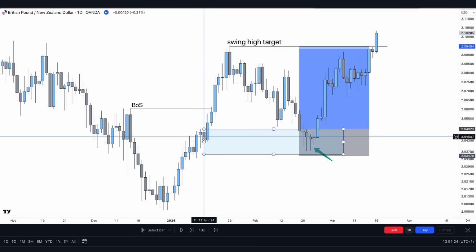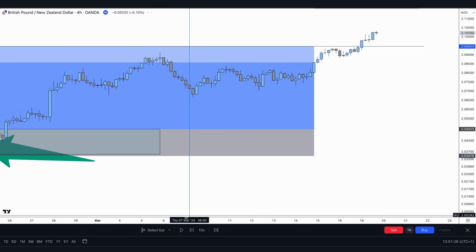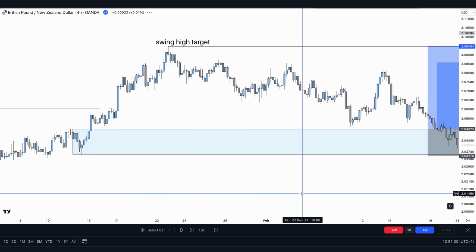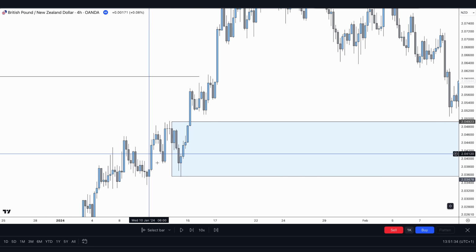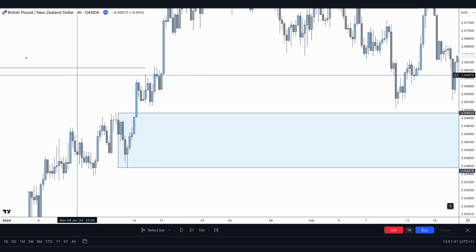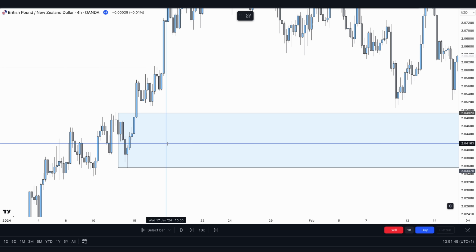So the key then is refining zones. What I mean by this is when we have this daily zone, we would want to drop to lower timeframes to identify any other zones within the larger zone. So this is the daily zone that we've just been talking about. Now that we've dropped to the 4-hour time frame, we can see there are some other demand zones sitting within.